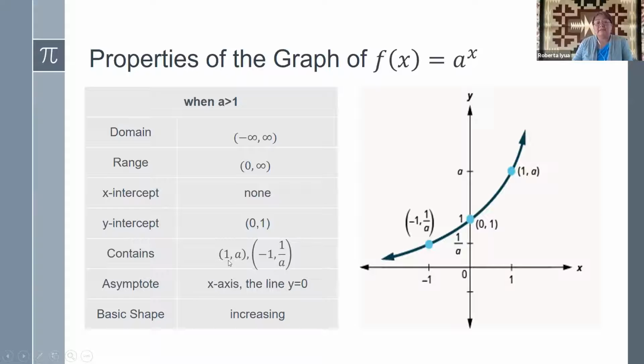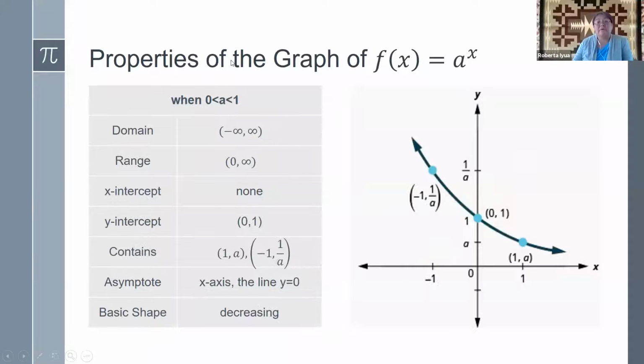And it contains the points (1, a) and (negative 1, 1 over a). And then your asymptote is your x-axis, which is down here, the line y equals 0. And then your basic shape, it's increasing. So you go from here to there.